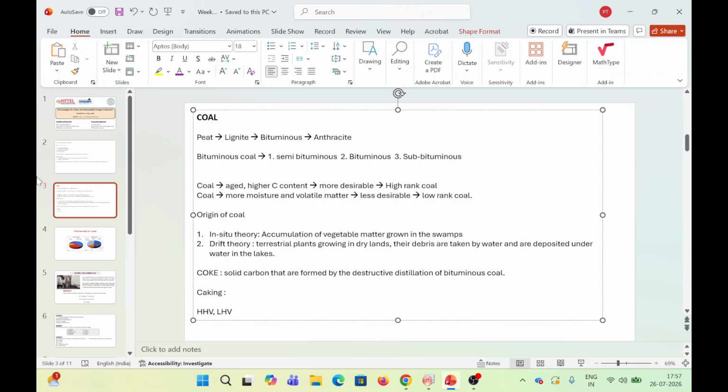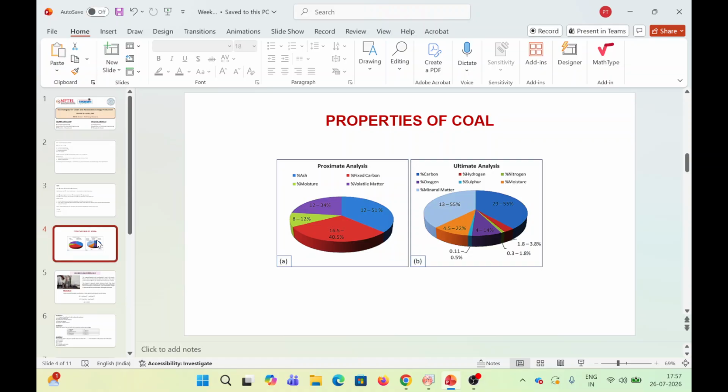Now, when we talk about the properties of the coal, we have to talk about two different types of analysis. One is the proximate analysis and another one is the ultimate analysis. In proximate analysis, we are interested in knowing the percentage of ash, percentage of moisture, the fixed carbon and the volatile matter. Whereas in ultimate analysis, we are interested in knowing the chemical constituents present in the coal: percentage of carbon, oxygen, hydrogen, sulfur and nitrogen.